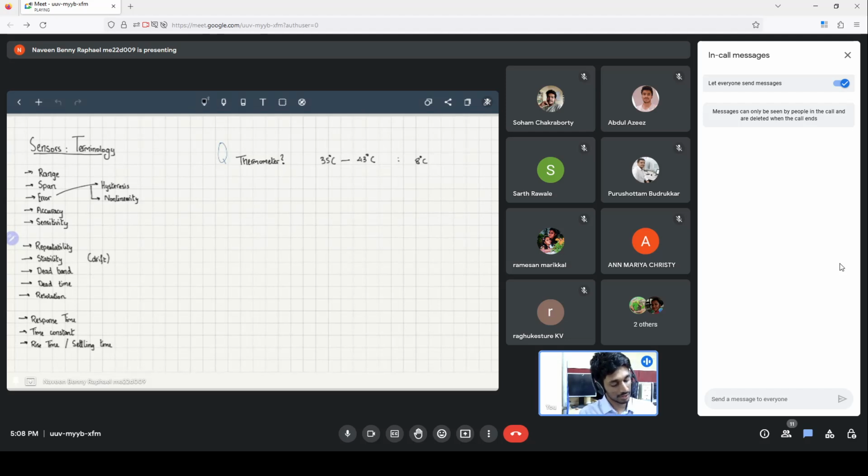Deadband is the amount of input for which there is no visible output. For example, in our case, the thermometer will not give us an output until 35 degrees Celsius.